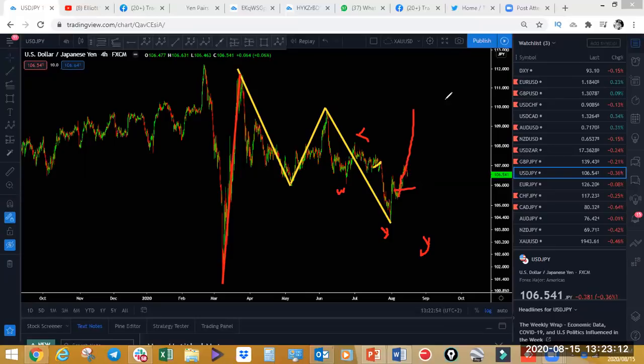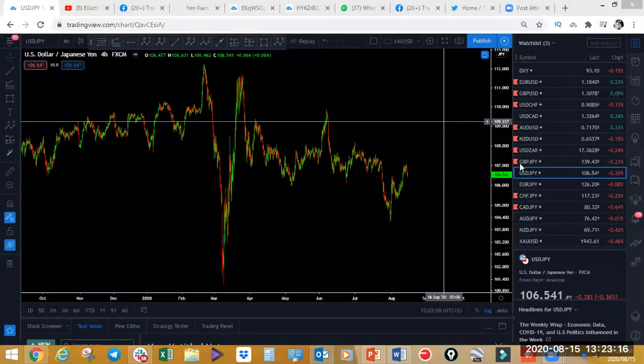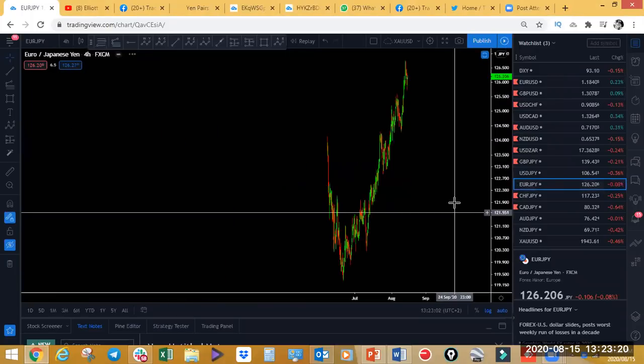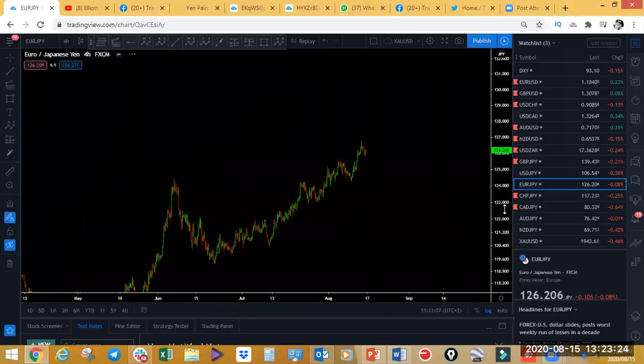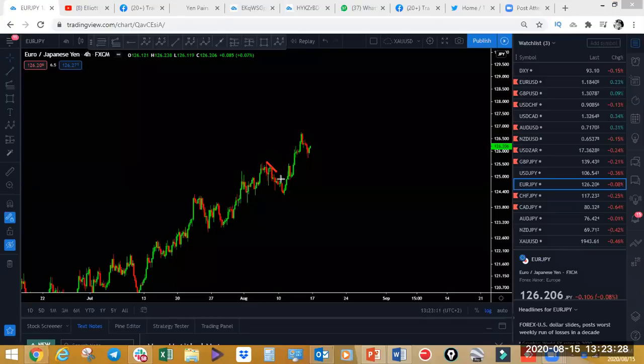All right, so wait to see what happens with this structure here. That is US dollar yen, euro yen. Now euro yen together with CHF yen last week. This is where we were. I showed you that we're going to get a continuation pattern from here.